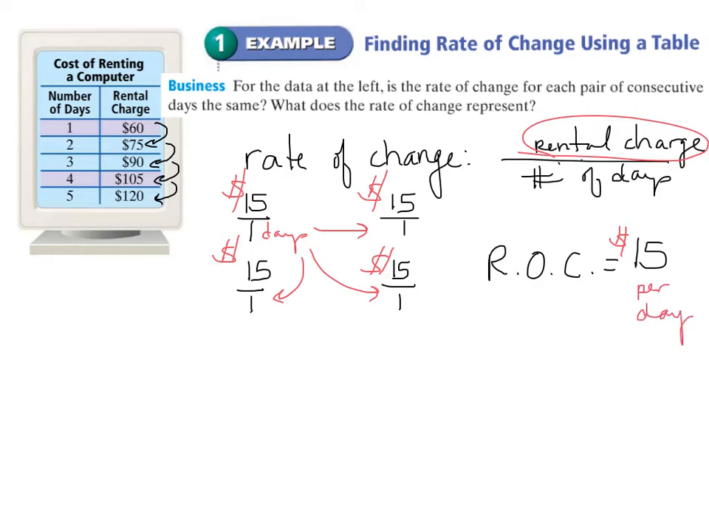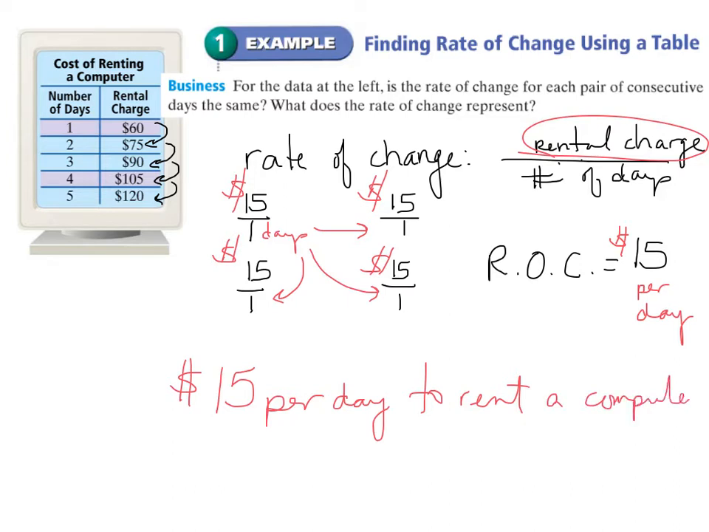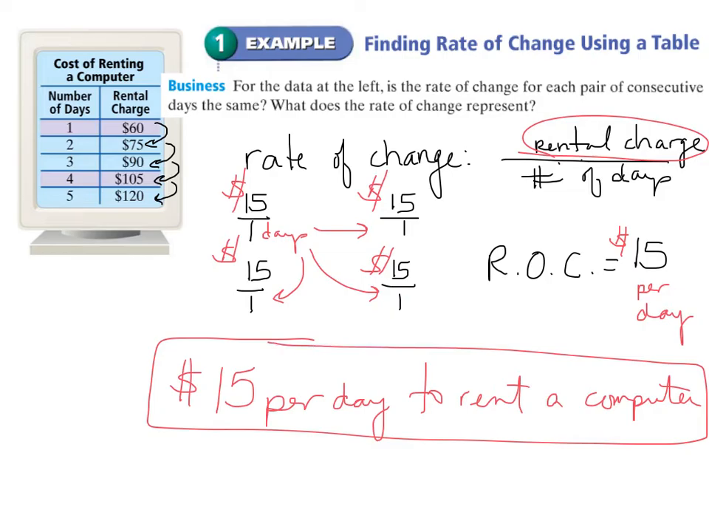So you would write that, what does it mean? It costs $15 per day to rent a computer. And that is what your rate of change means.